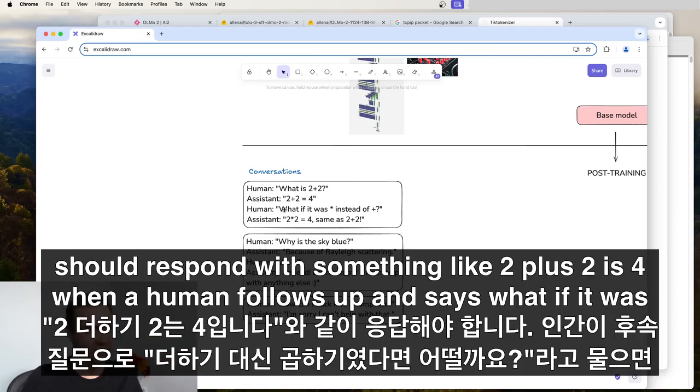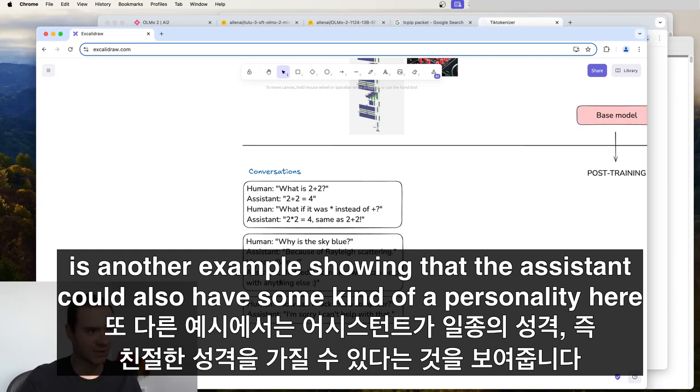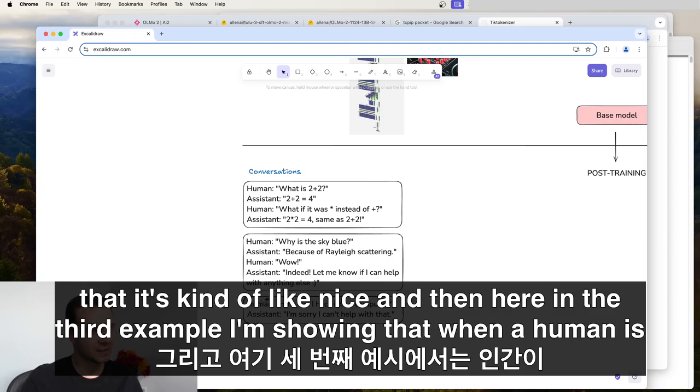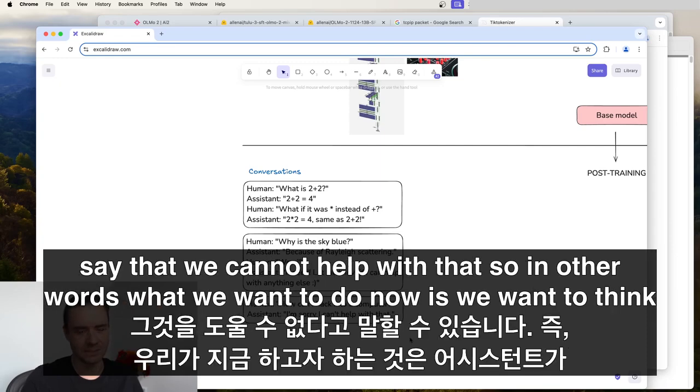When a human follows up and says, what if it was star instead of a plus, the assistant could respond with something like this. And similarly, this is another example showing that the assistant could also have some kind of personality, like it's nice. And then in the third example, I'm showing that when a human is asking for something that we don't wish to help with, we can produce what's called a refusal. We can say that we cannot help with that.